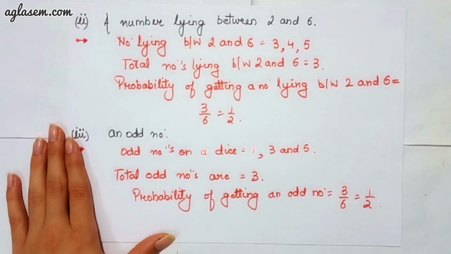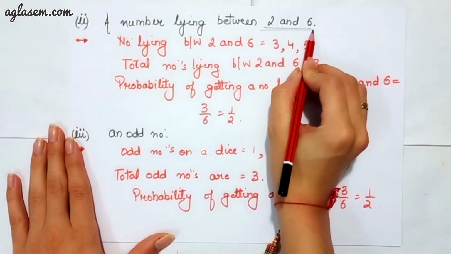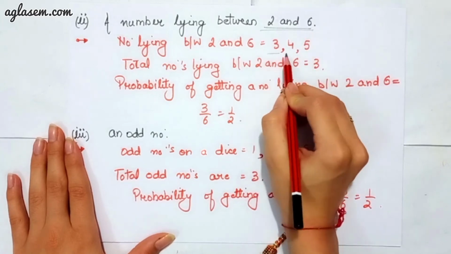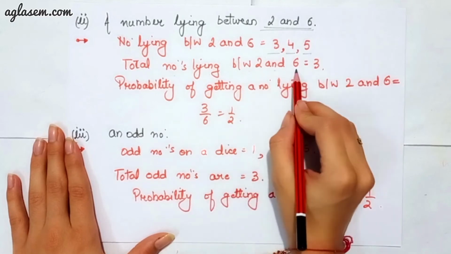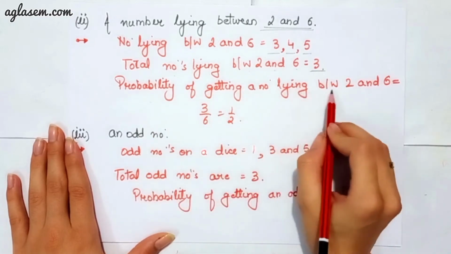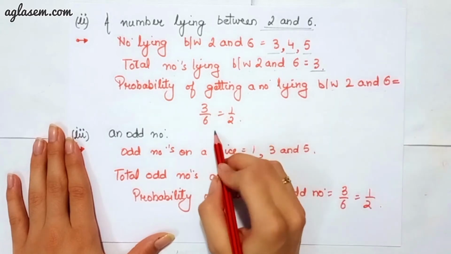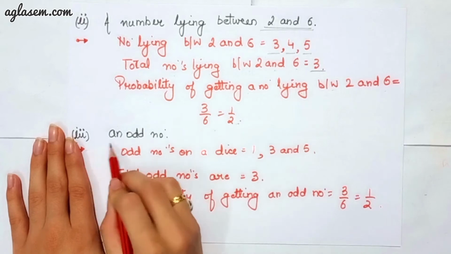Moving to our second part, which says a number lying between 2 and 6. The numbers lying between 2 and 6 are 3, 4 and 5. So the total numbers lying between 2 and 6 are 3. So the probability of getting a number lying between 2 and 6 is 3 upon 6, that will give you 1 upon 2.